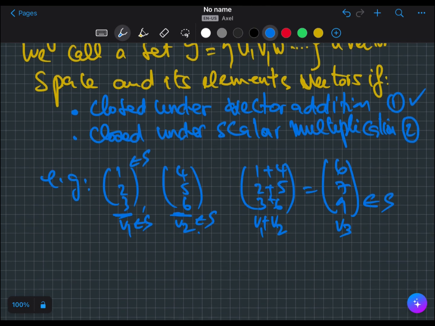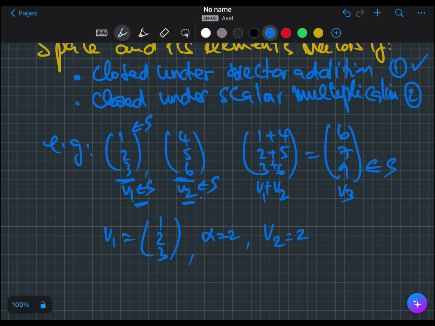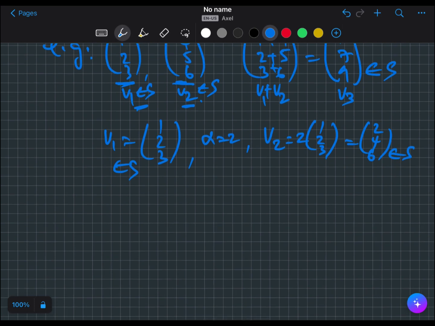It means that if we add two vectors belonging to the set, the resultant vector should also belong to that set. And closed under scalar multiplication means that if, for instance, I have V1, which is 1, 2, 3, and I multiply it by, let's say, a scalar 2, so I have V2 is 2 times 1, 2, 3, which is 2, 4, 6. If V2, 2, 4, 6 is also an element of S, because V1 is in S, it means that our set is closed under vector addition and scalar multiplication.